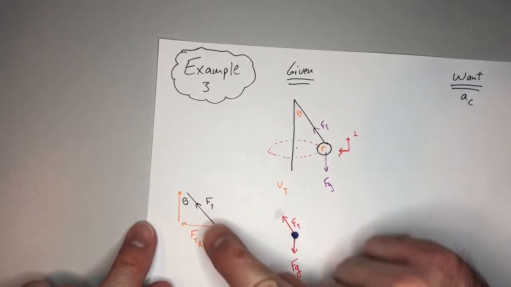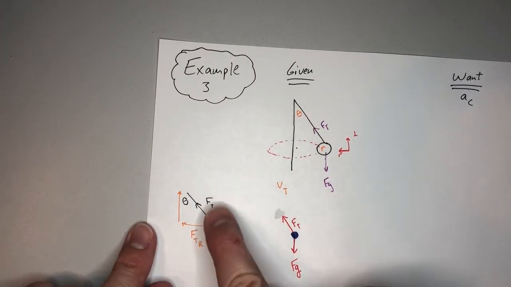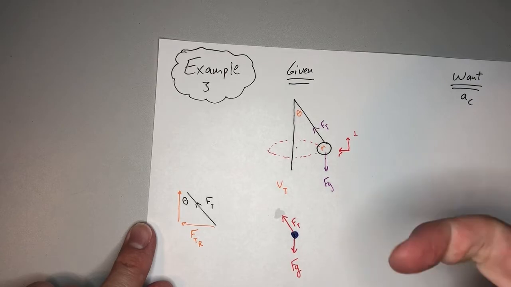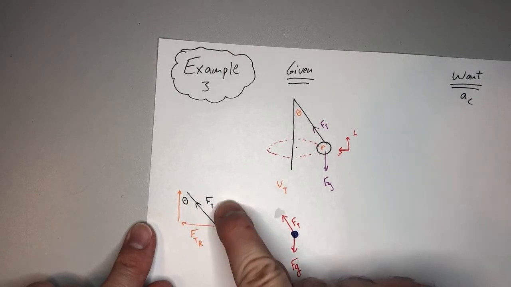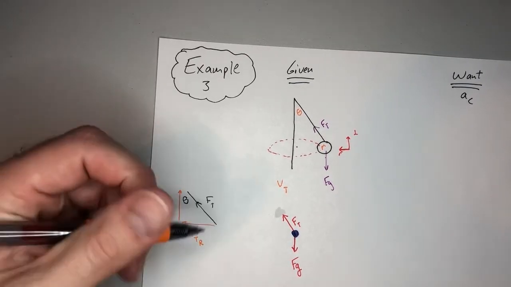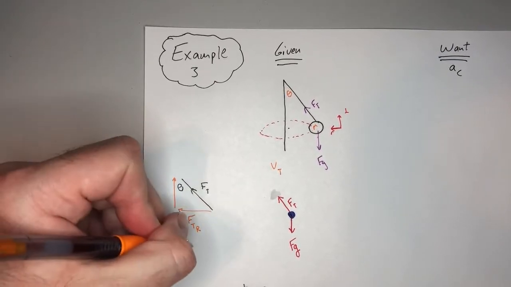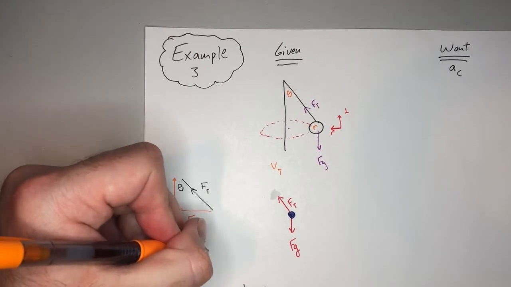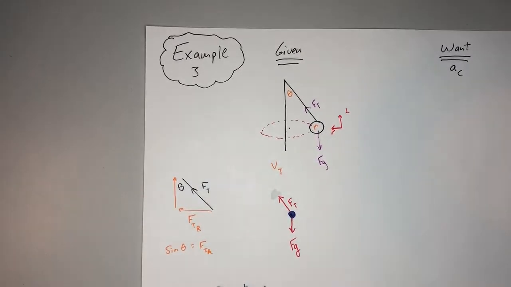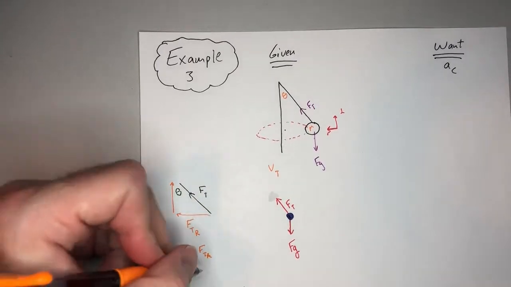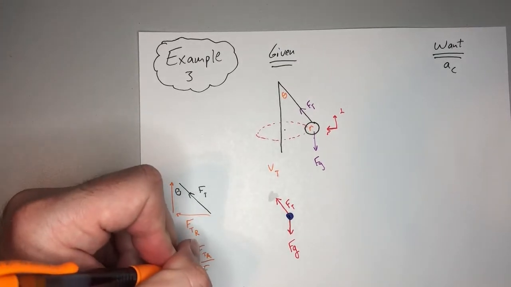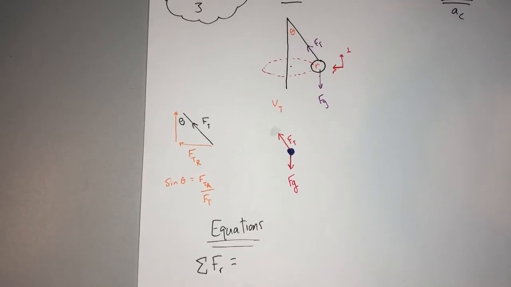We have our theta, we have the opposite side of the triangle, and we have our hypotenuse. So SOHCAHTOA, what goes with opposite and hypotenuse? It's going to be sine. So I'm just going to do a little work here. I'm going to say the sine of theta equals FTR, that's the part that's lined up with the radial direction, over the hypotenuse, which is FT. In the radial direction, we want to pick out just the FTR.